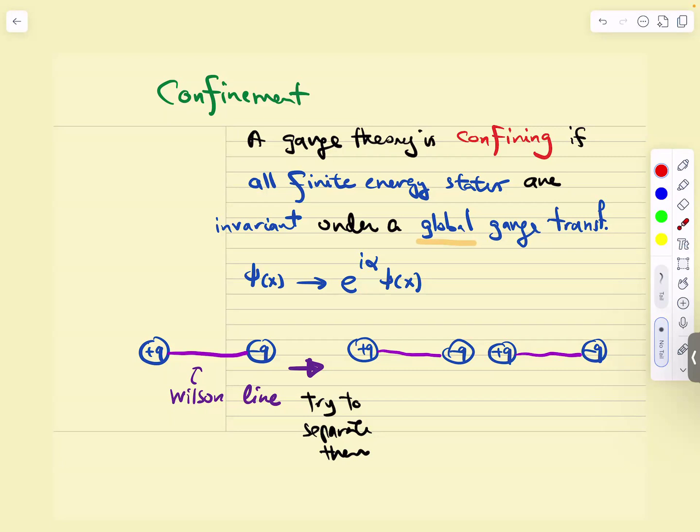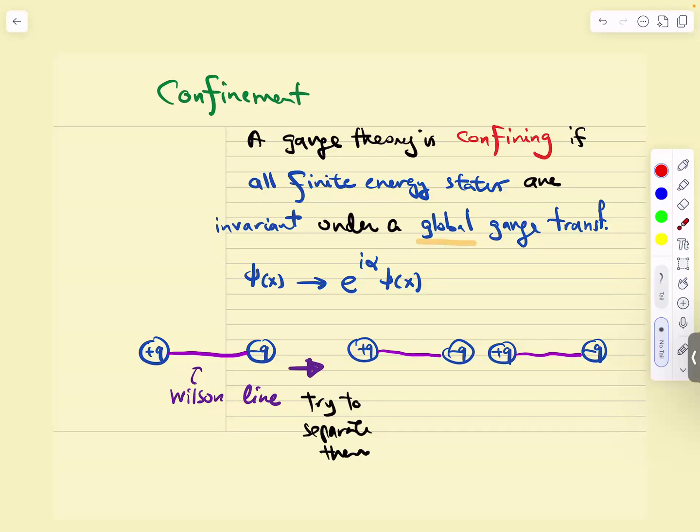Physically, it means that the energy cost of that thing, of course, depends on the coupling, and as the coupling goes to infinity, the energy cost is infinite. This is the physical description of it. So what are the finite energy excitations? There are quark-antiquark pairs that are connected by Wilson lines. That thing is gauge invariant, right?